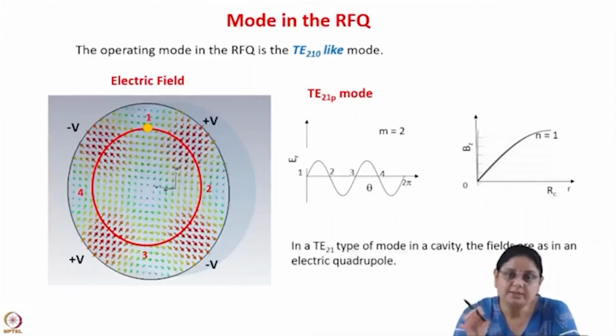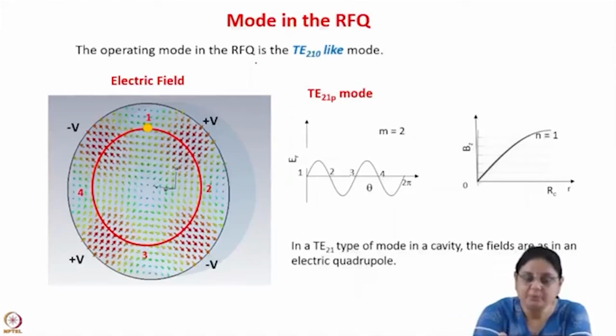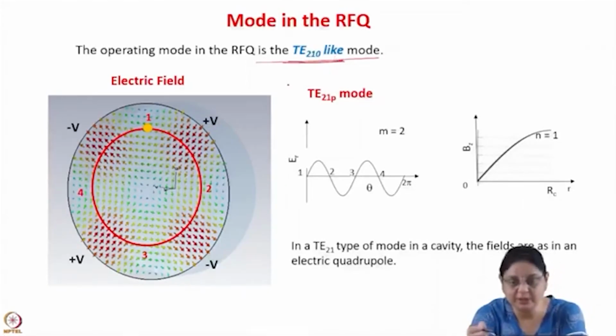So this RFQ, these vanes are in a cavity. We utilize the electric fields of the electromagnetic waves in a cavity. So the vanes are placed inside a cavity and the operating mode in the RFQ is a TE210 like mode. So we'll try to understand the mode in the RFQ.